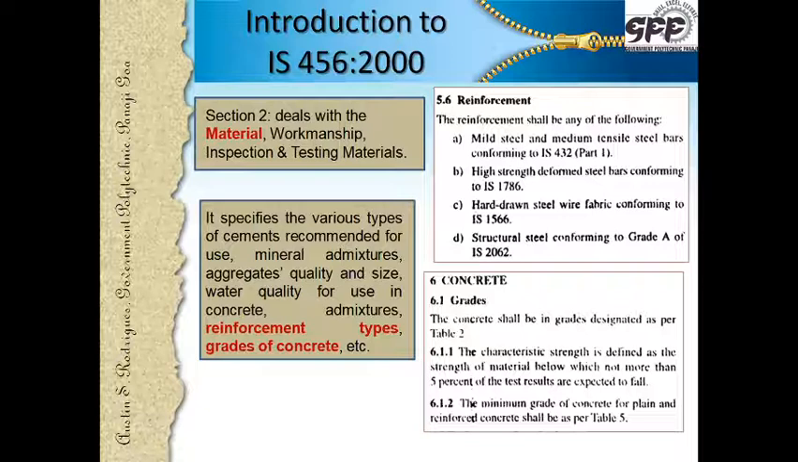So over here we are looking at the probability and we are looking at the test results, and based on that we get the characteristic strength. Remember, the term characteristic strength is going to be the most important term throughout this subject. Right from the beginning till the end, we are going to live with this word, that is characteristic strength of concrete. Then the minimum grades of concrete for plain and reinforced concrete have been given in a table which we have already discussed earlier.